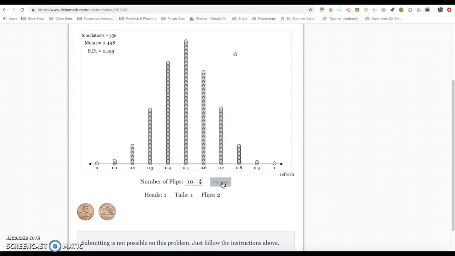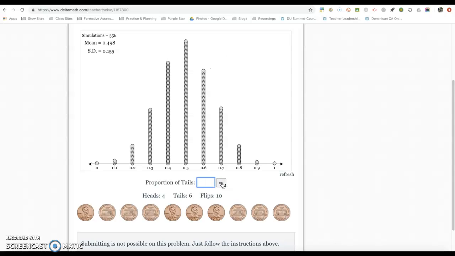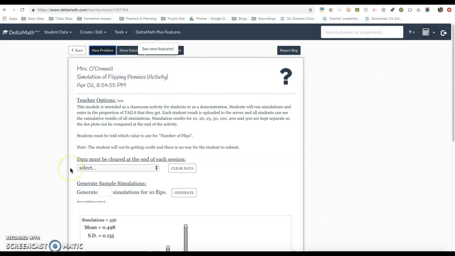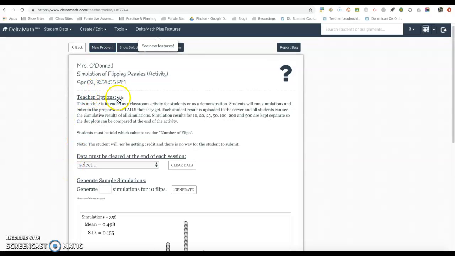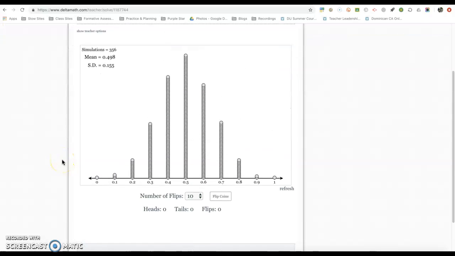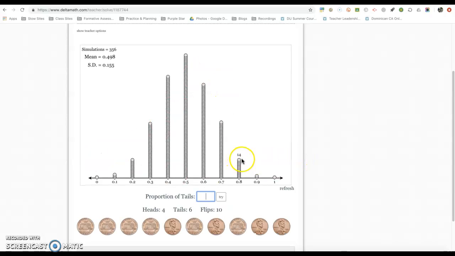All right, let's flip the coins one more time. All right, so now I got 6 tails again. Oh, let's do a new problem. Let's try that. Okay, close out the teacher option. All right, so number of flips, go ahead and flip the coins. Now our probability is distributed a little differently. Okay, so they want to know the proportion of tails. 1, 2, 3, 4, 5, 6. Oh my gosh, what is happening that it's always 6 out of 10?